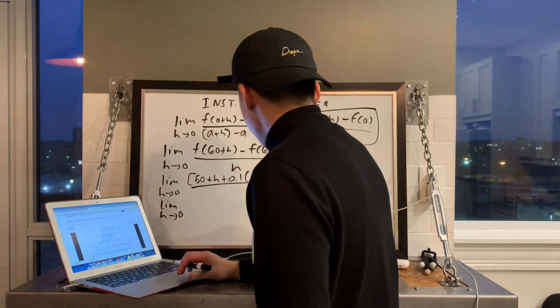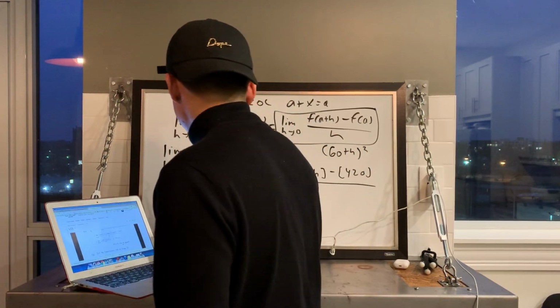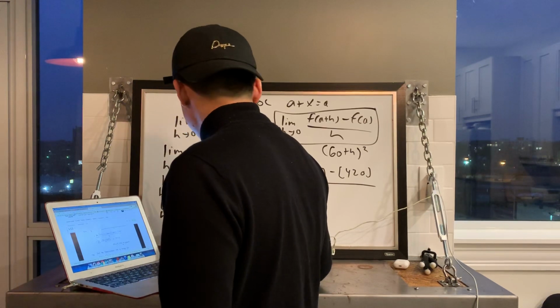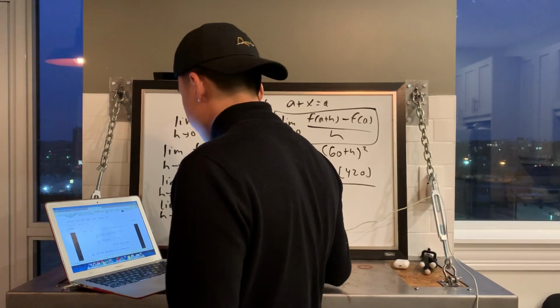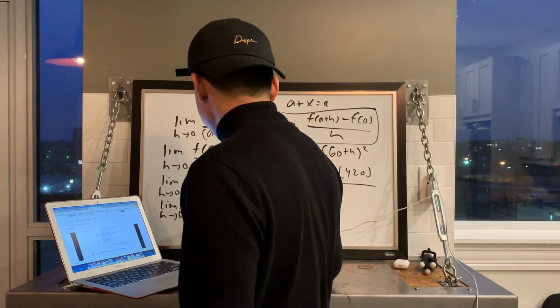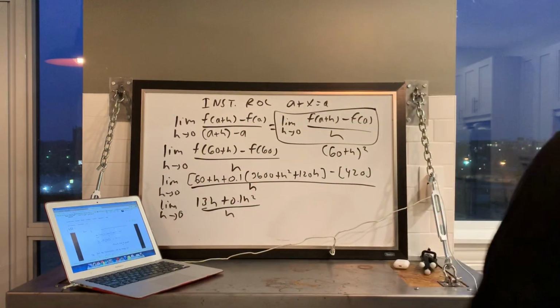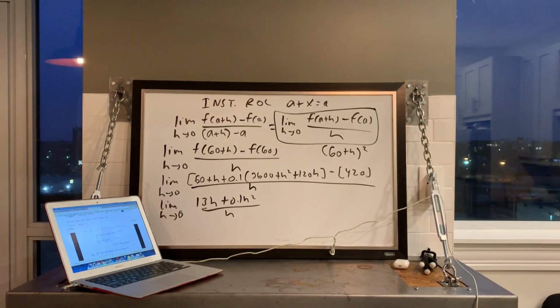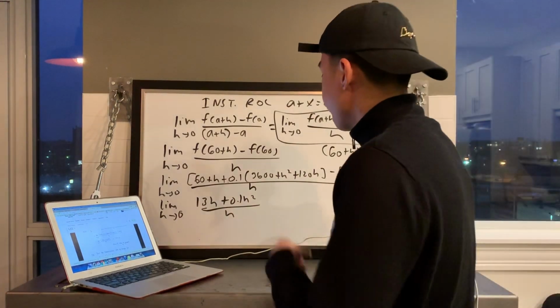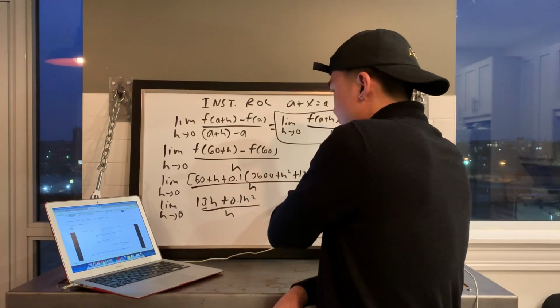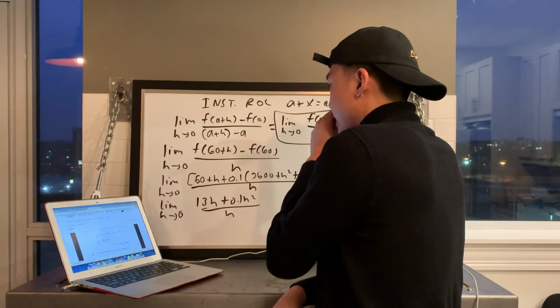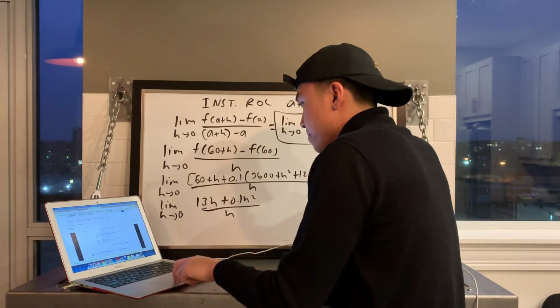So when you simplify that, what you get is 13h plus 0.1h squared over h. You know you did this right if you're able to factor out the h. And how I got that is if you actually distributed this in, grouped all the h terms together, you'd be able to cancel it out.